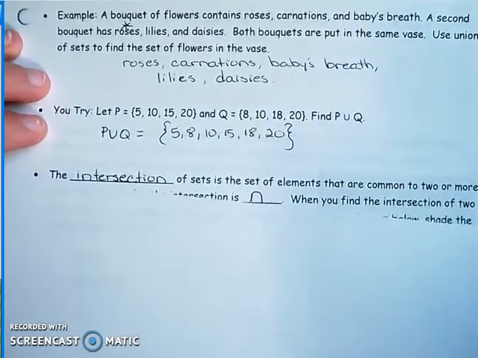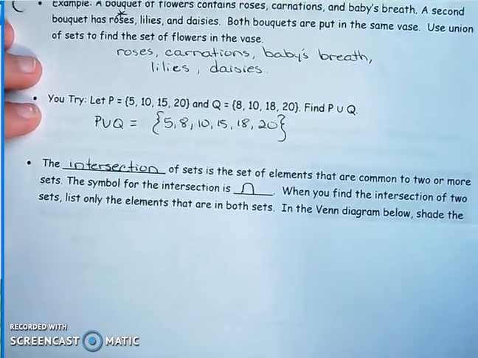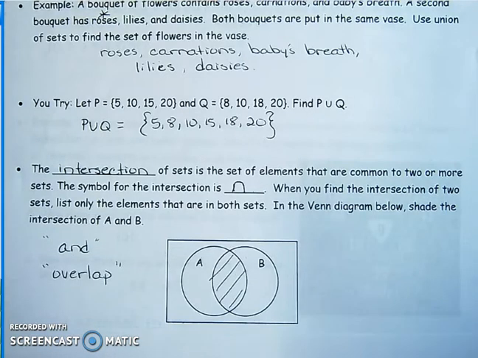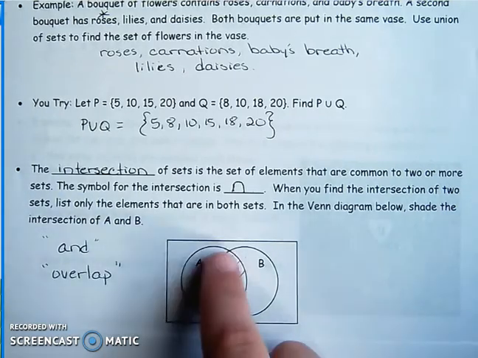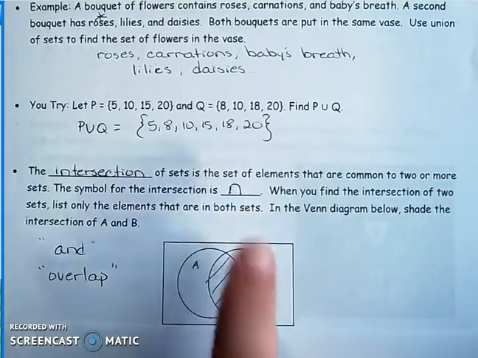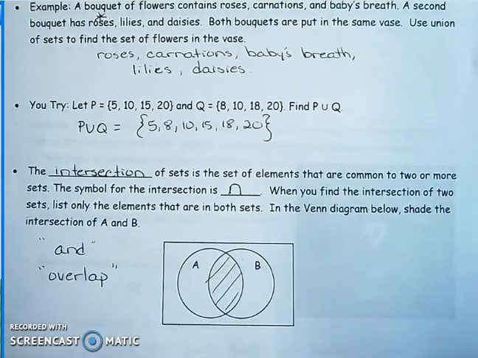Next, we have what's called the intersection. The intersection is what the elements have in common. We use an upside down U for intersection. And when you find that, you only list the elements that are in both sets. So the Venn diagram here shows you what they have in common, just that overlap. So anytime you see this symbol, that means intersection, or the word and, and you only include the overlap.